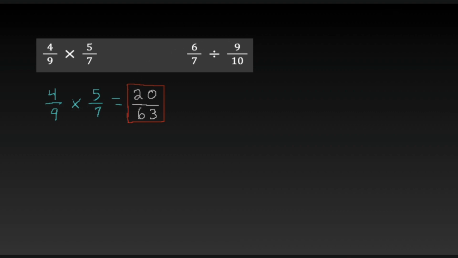Let's go over the second problem. This one is division, so we need to turn it into multiplication. We keep the first fraction the same, so that's 6/7. Change the operation from division to multiplication. And then we're going to flip the second fraction, so 9/10 becomes 10/9.